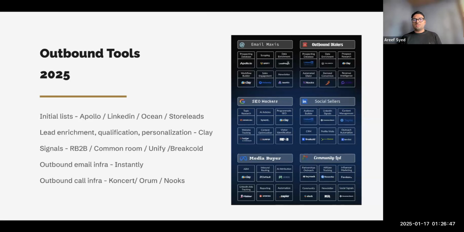Then cold email infrastructure. Instantly, I recommend, but there are other tools also like Smart Lead. So there are multiple tools, but I recommend Instantly.